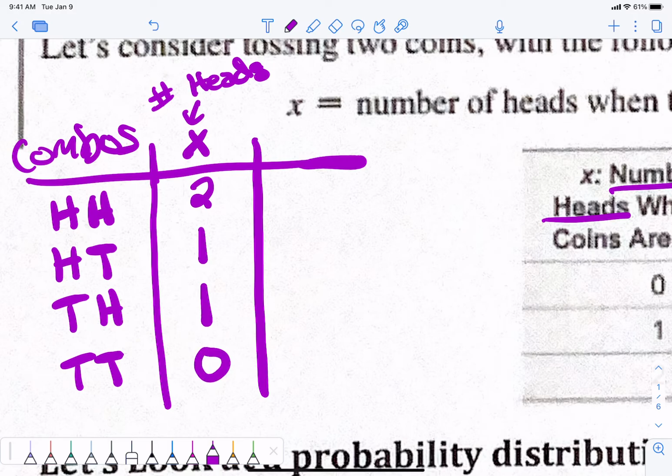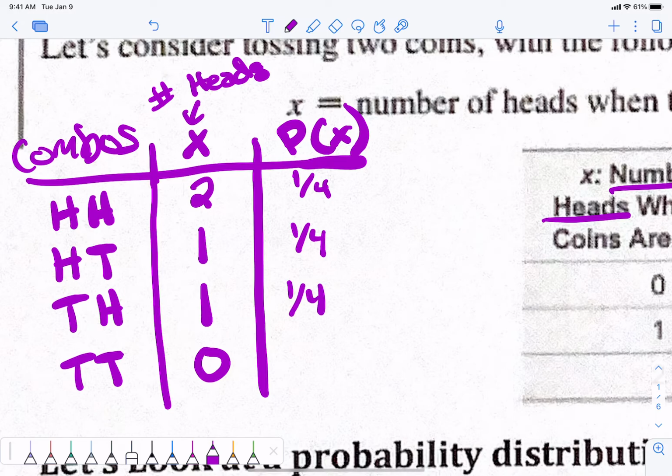Now let's talk about p of x. What is the probability of getting 2 heads in a row? 0.25, 1 out of 4. What's the chance of getting a heads-tails combo? 1/4. What's the chance of getting a tails-heads combo? 1/4. What's the chance of getting a tails-tails combo? 1/4 also, okay? But hold on.